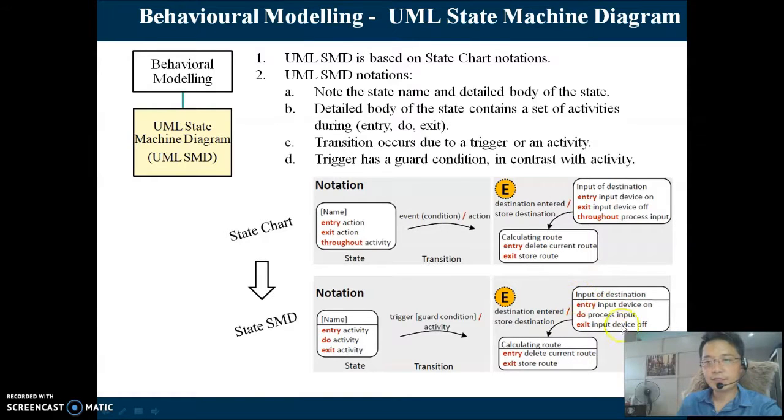Likewise, during the input of destination, when this state is triggered, the entry will turn the device on. It will process the input from the user, and upon change of state from input of destination to calculating route, the device will be turned off. The input device will be turned off.